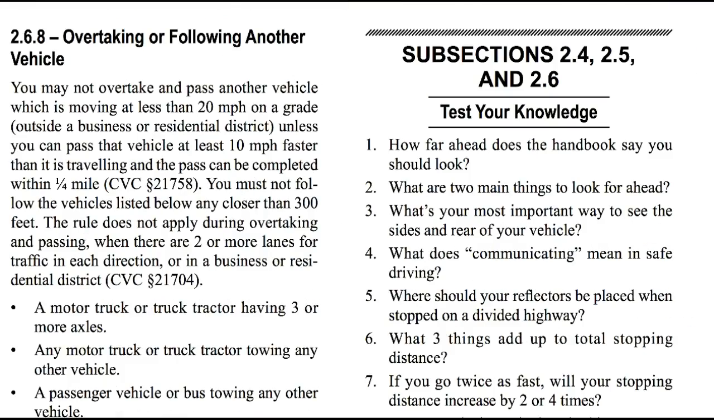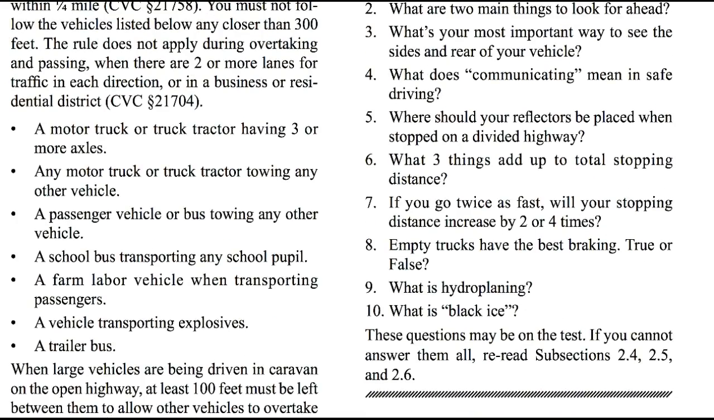Let's talk about overtaking or following another vehicle. You may not overtake and pass another vehicle which is moving at less than 20 miles per hour on a grade unless you can pass that vehicle at least 10 miles per hour faster than it is traveling, and the pass can be completed within a quarter mile. You must not follow the vehicles listed below any closer than 300 feet. The rule does not apply during overtaking and passing, when there are 2 or more lanes for traffic in each direction, or in a business or residential district.